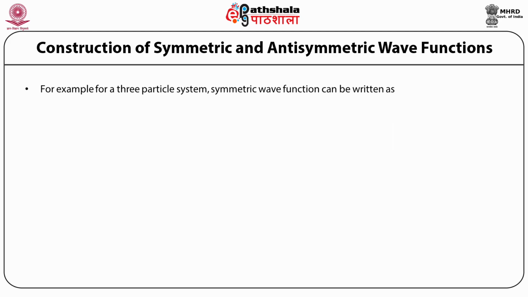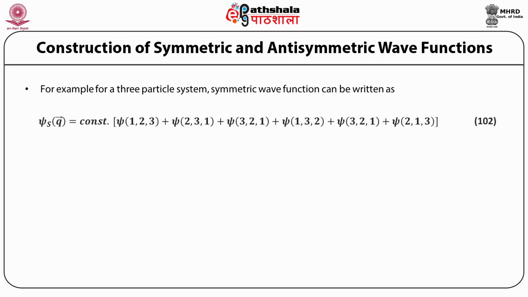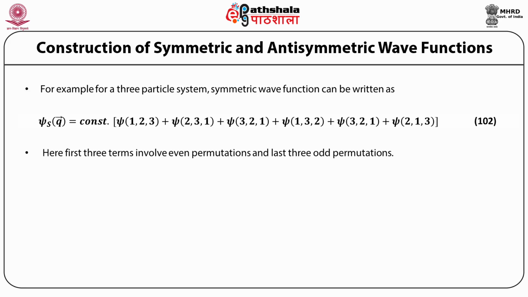For example, for a three-particle system, the symmetric wave function can be written as psi symmetric is equal to a constant multiplied by psi 1 2 3 plus psi 2 3 1 plus psi 3 1 2 plus psi 1 3 2 plus psi 3 2 1 plus psi 2 1 3. Here the first three terms involve even permutations and the last three odd permutations.